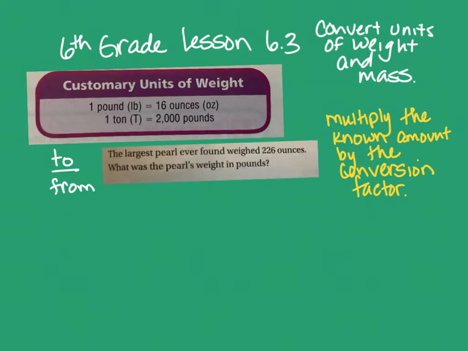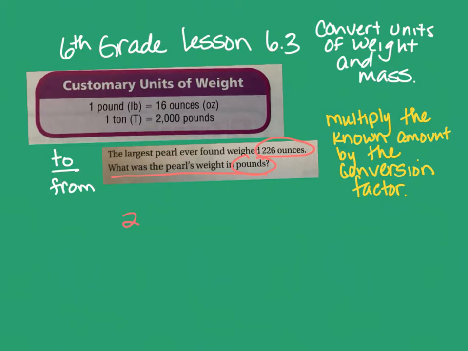So we have the largest pearl ever found weighed 226 ounces. They want to know what the pearl's weight is in pounds. So let's underline the question. What was the pearl's weight in pounds? The known information, it was 226 ounces. We want to know what that is in pounds. So we're going to multiply the known amount, 226 ounces, times the conversion factor in to over from.